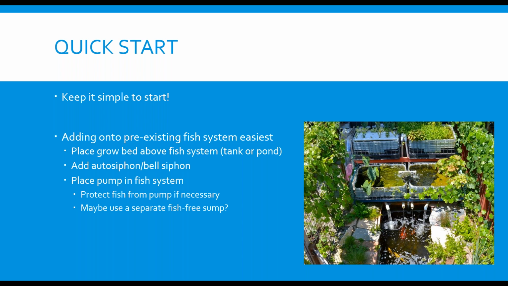You're going to want to make sure you place a pump in your fish system. Obviously, you want to get the water up to the plants. You need to protect the fish from the pump if necessary. Make sure that it has a cover on it or you put it in an area the fish cannot access. And it might be that you have to use a separate fish-free sump that pulls water from the pond and then up to the plants, kind of as a staging area for the water.